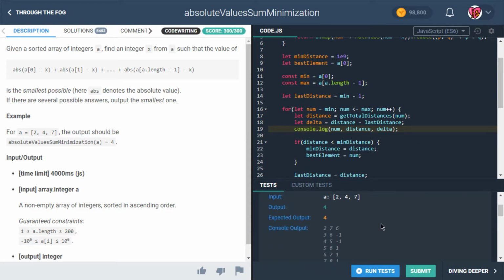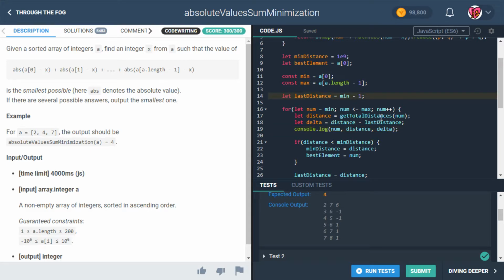And here we go. Wait, did I do something wrong here? Class distance. Oh, yeah, it's not just min minus 1. It's get total distances at min minus 1. My mistake. Sorry about that.